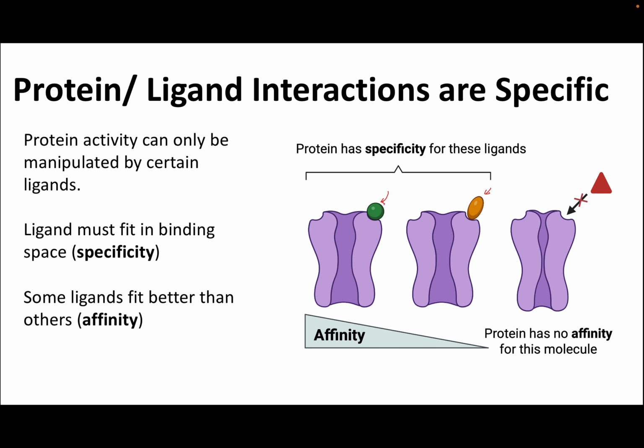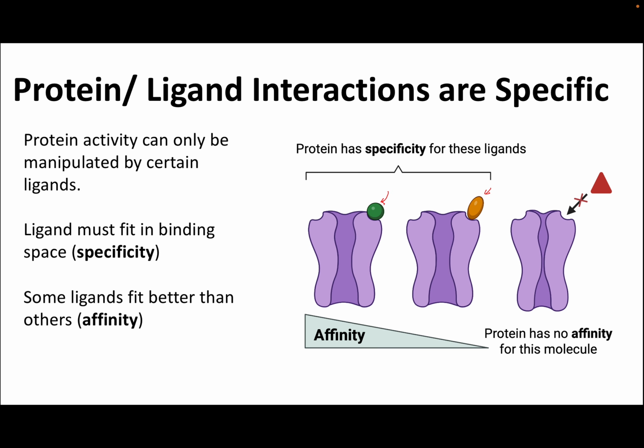Now, just because something has specificity doesn't mean that they'll all fit equally, okay? So again, if we look at this picture, we can appreciate that while the green ligand and the yellow ligand fit in the binding site, one of them definitely appears to have a better fit than the other one. And there's a word for this. It's called affinity. The affinity is how good of a fit there is between the protein and the ligand.